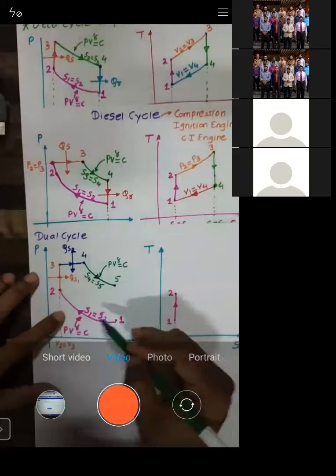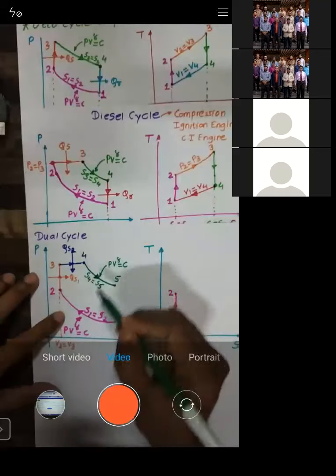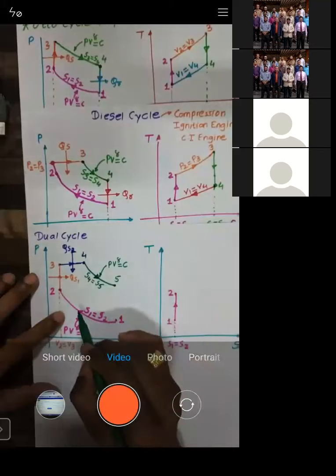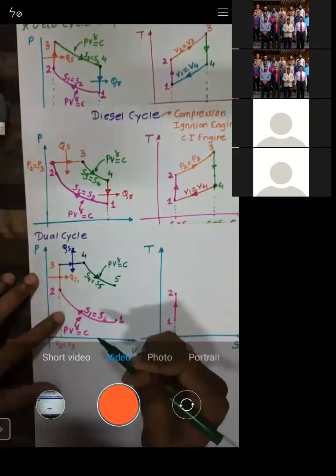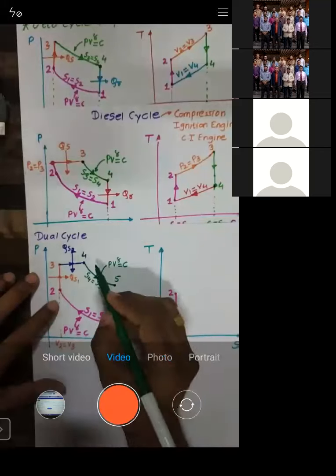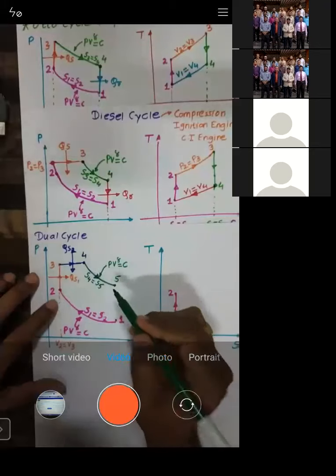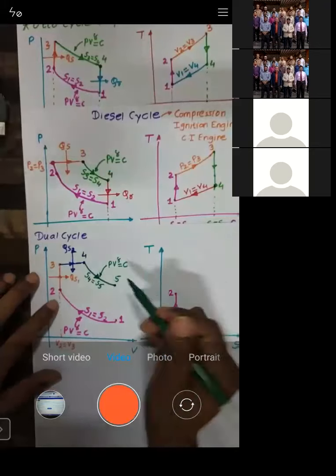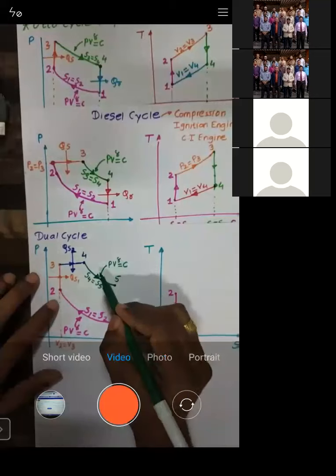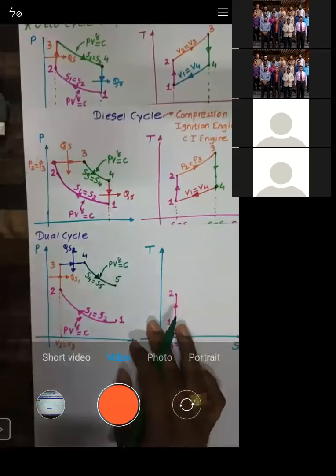When we see 1 to 2 and 4 to 5, both are isentropic. But when you see the direction of the arrow, going upward indicates it's a compression. When you see this arrow going downward, it indicates it's an expansion, right? So this is isentropic expansion.